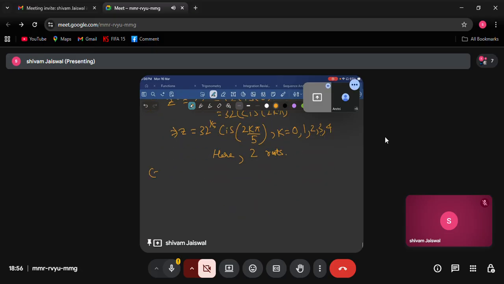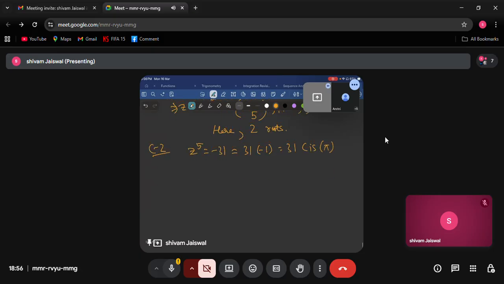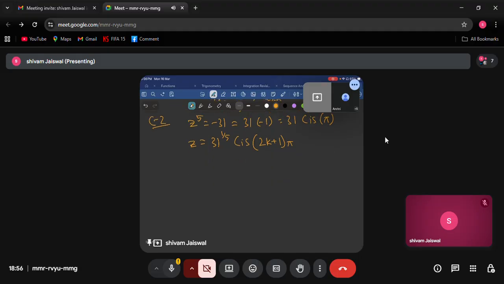Case 2. When Z to the power 5 is equal to minus 31. This will be equal to 31 into minus 1, which is equal to 31 into cis pi, right? So z is equal to 31 to the power 1 by 5 into cis (2k plus 1) whole pi, divided by 5. Now you need it for k equal to 0, 1, 2, 3, 4.